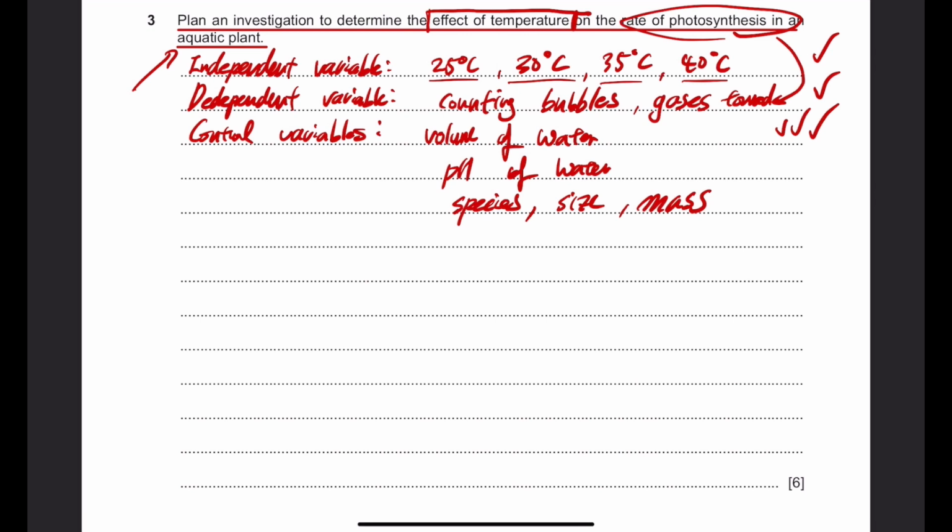And since we're testing on photosynthesis, the carbon dioxide that is provided should be the same, like volume of the carbon dioxide or concentration. And since photosynthesis is using the light, the light intensity should be kept constant as well. So any 3 of these should be fine. So already you've got 5 marks.